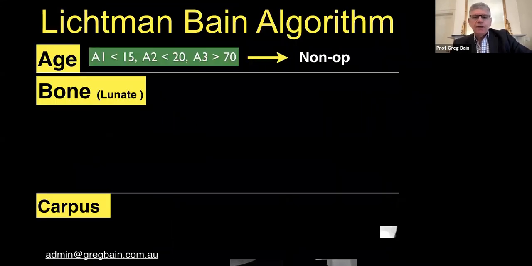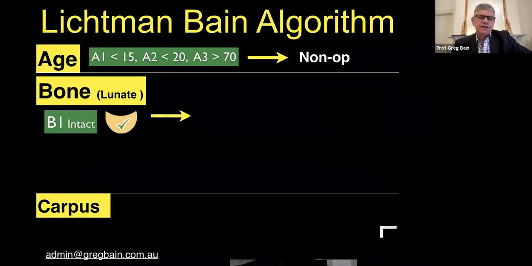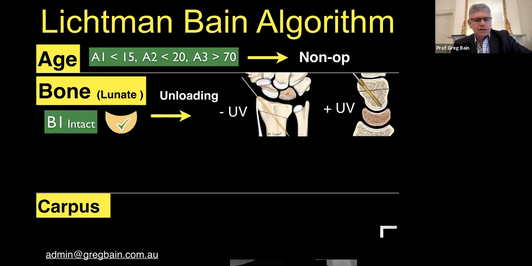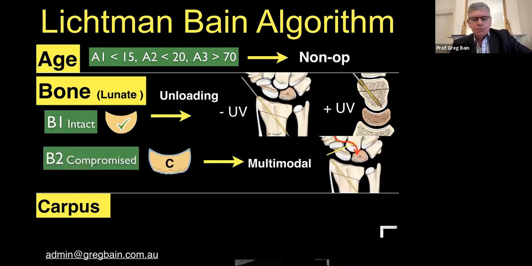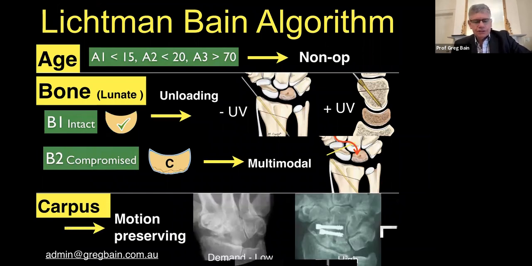In the algorithm, age is a critical factor in all types of avascular necrosis. If the lunate's intact, let's unload it and consider a single cut osteotomy. If it's compromised, maybe a multi-modal approach. And finally, if the carpus is compromised, a motion preserving procedure to maintain motion and function and remove the pain.